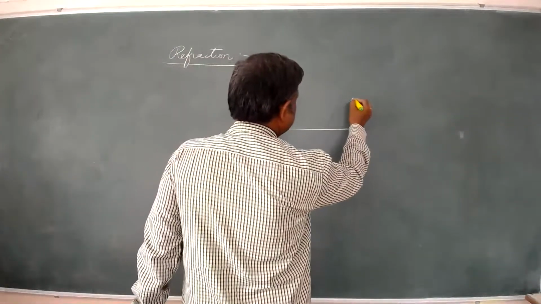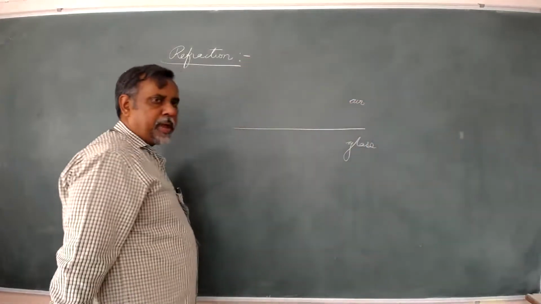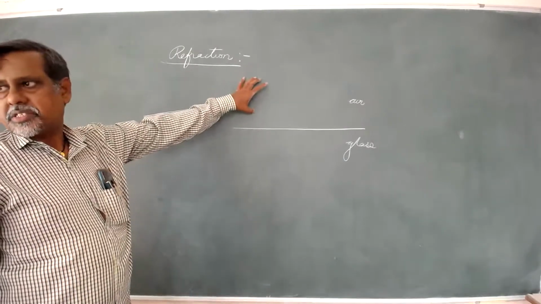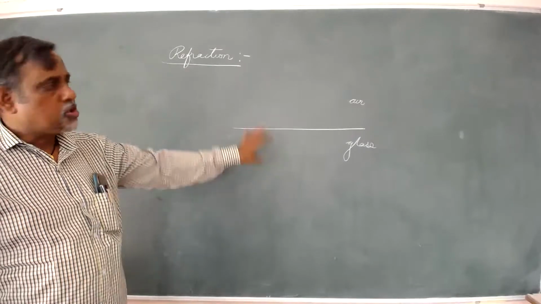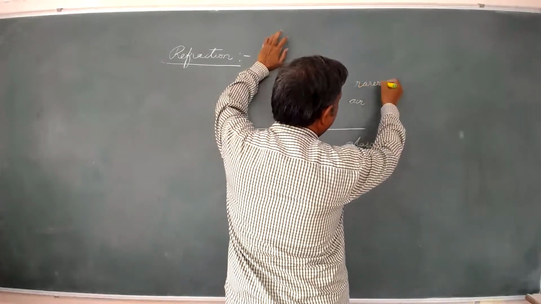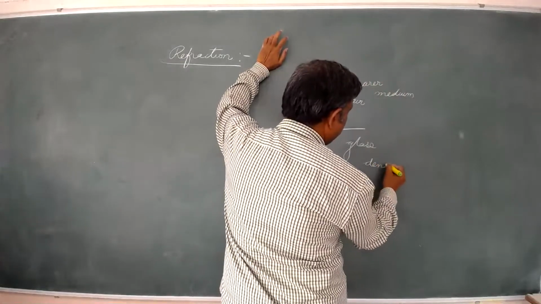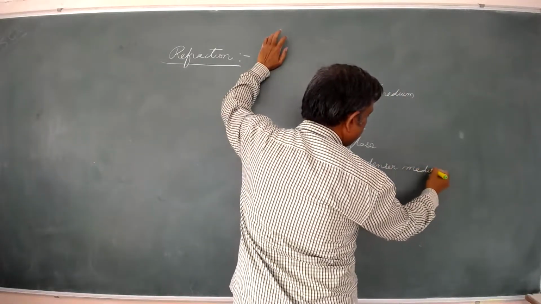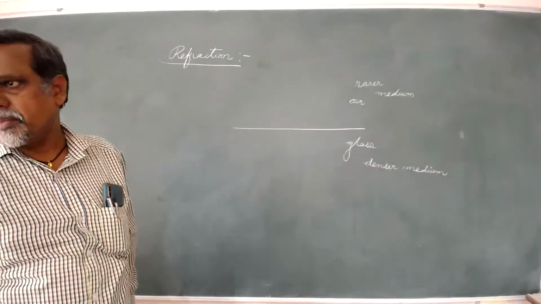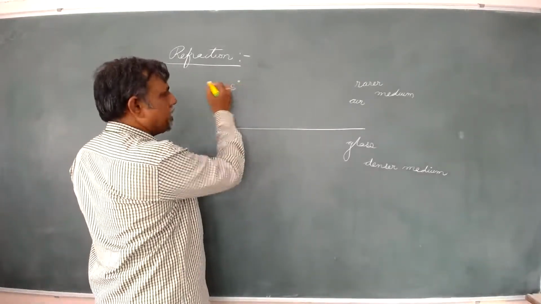Now I will be taking one situation over here. Look at this. This I am taking as air, this I am taking as glass. If you compare the densities of these two media, air density is less and glass density is more. So in this combination, air becomes a rarer medium and glass becomes a denser medium.